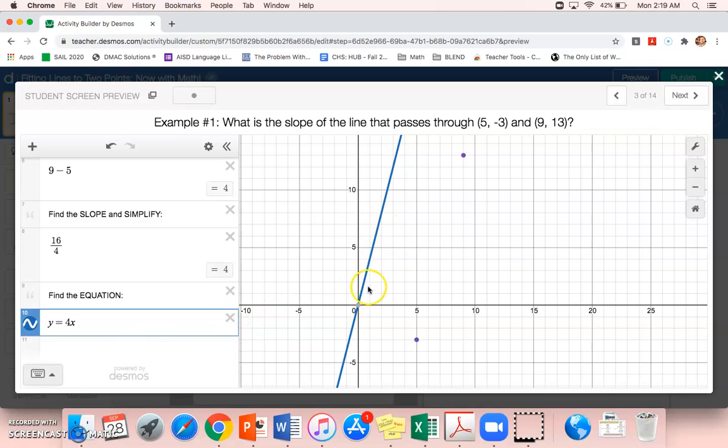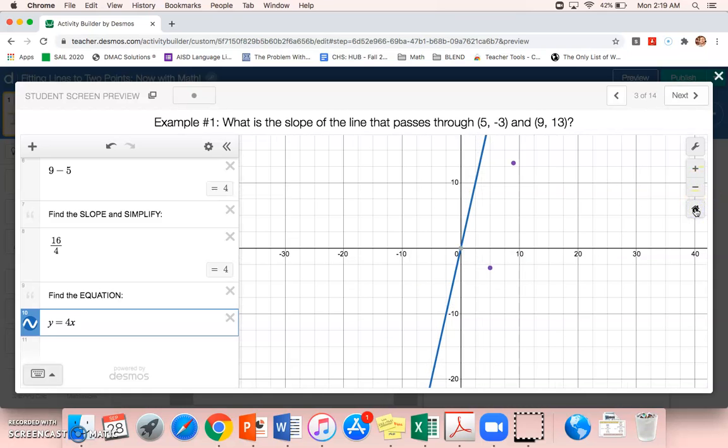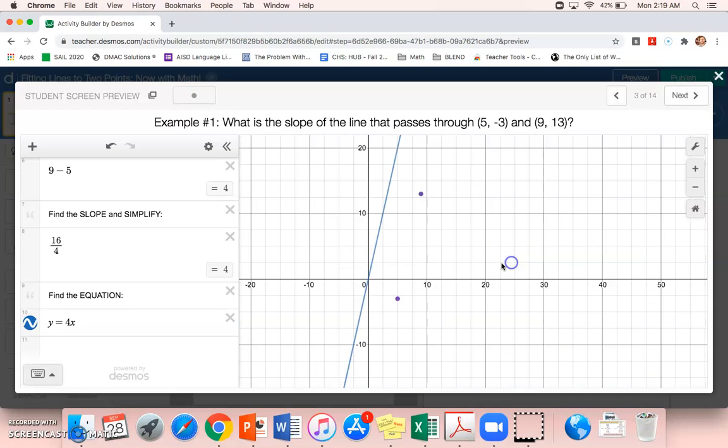So 4x, you'll notice the line, and I'm going to zoom out just again. If you ever zoom out too much, you can always go back home, and that'll zoom you in. But you'll see here that the line is above the points, right? So the tilt is the same, but we're too high. And so how do we shift that line down? We move the y-intercept, right?